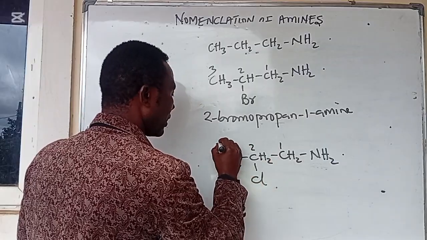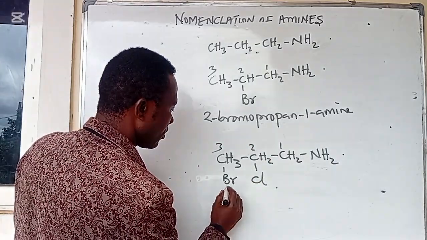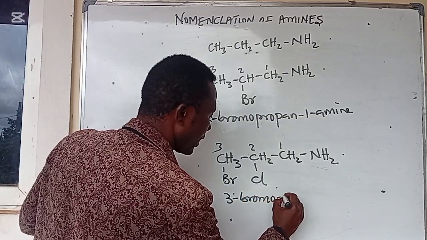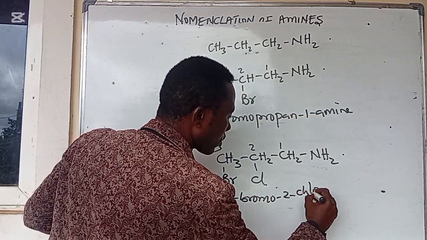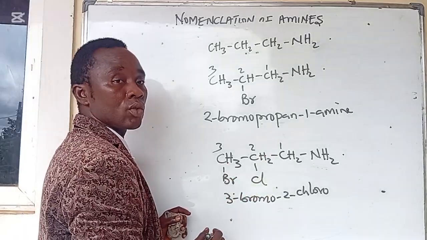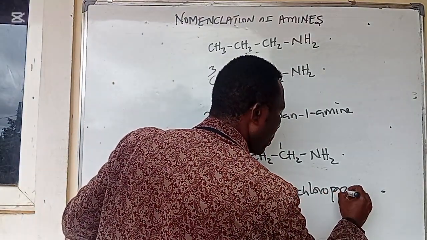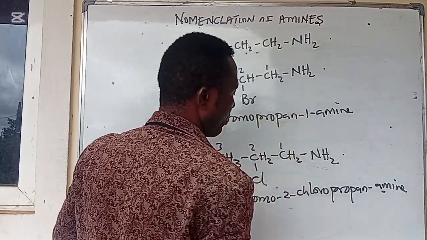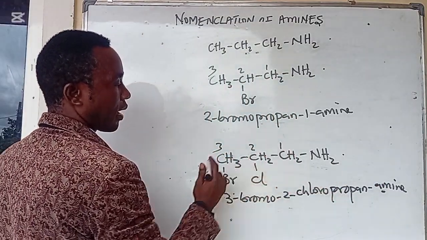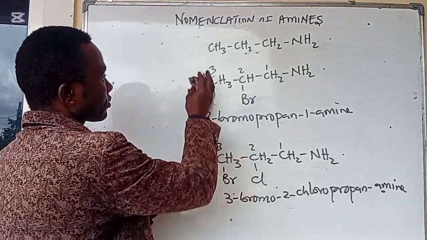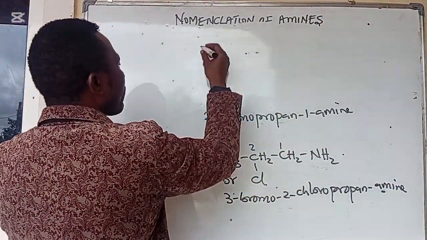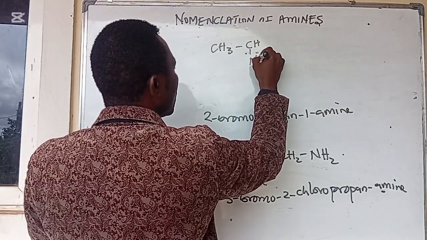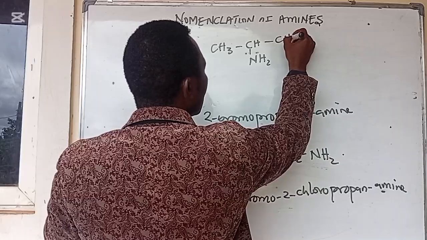Carbon number 1, 2, and 3. So when I'm naming, B comes before C. So this is a 3-bromo. Then you have 2-chloro. Okay? The 3 carbon atom is what? Prop. So that is a propan. Okay, 1-amine. Remember, the amine is at number 1 carbon.